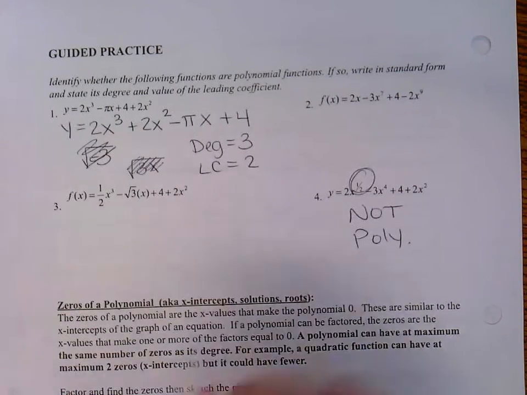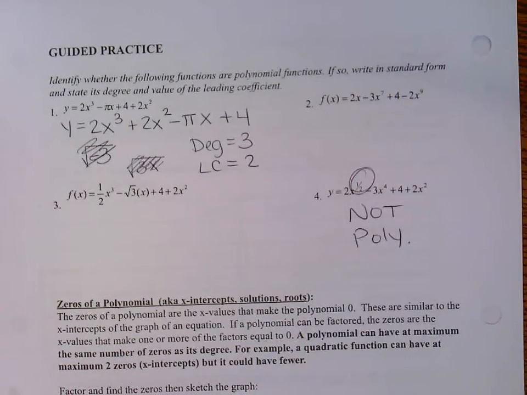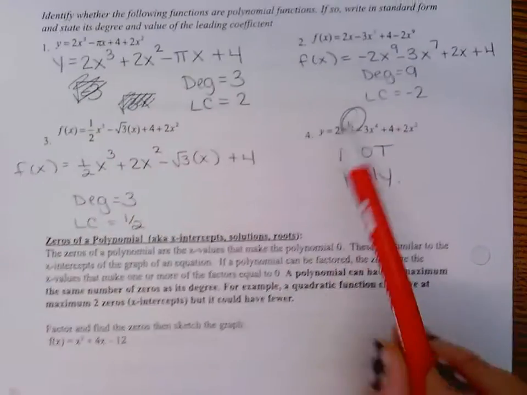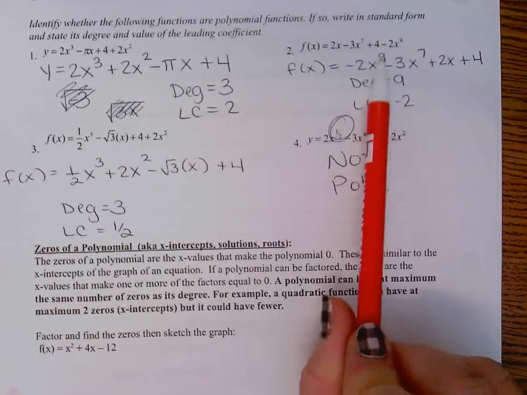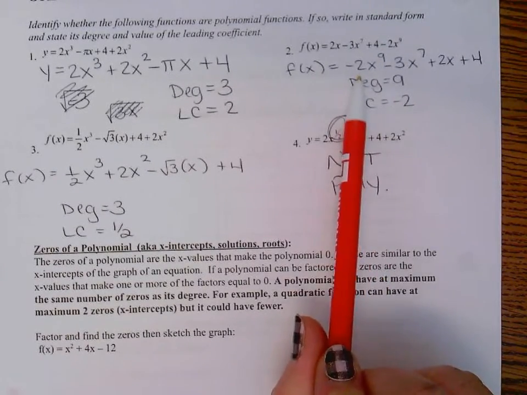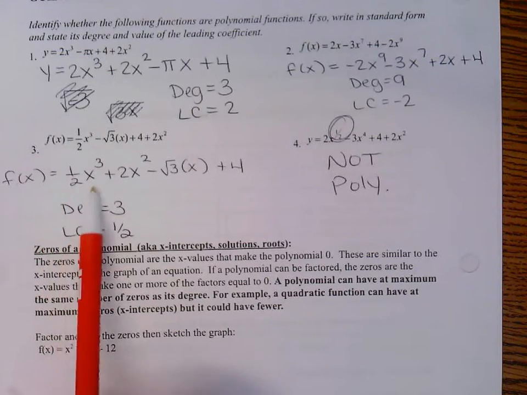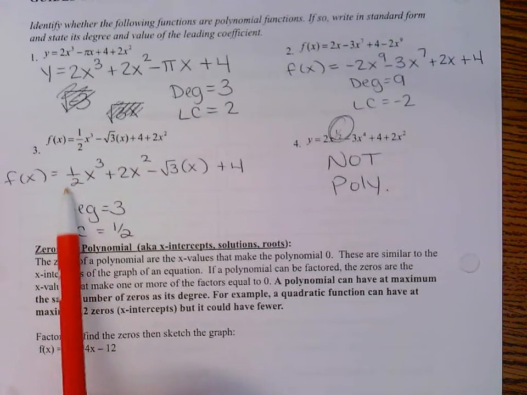And then f of x just means y equals. So you can go ahead and put 2 and 3 in standard form and state the degree and leading coefficient. And I'm just going to pause my video. For number 2, I got degree of 9, leading coefficient of negative 2. And then number 3, the degree was 3 and the leading coefficient was a half.